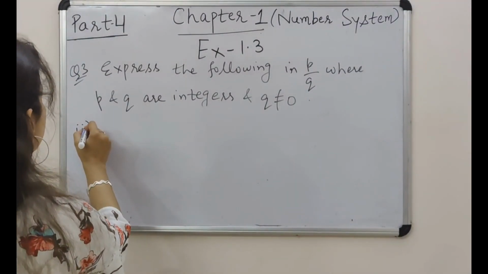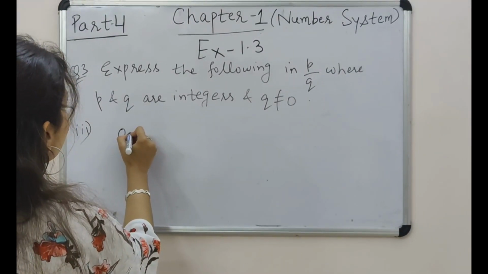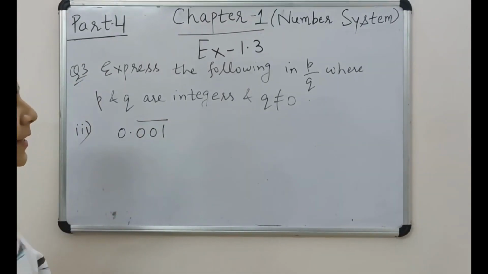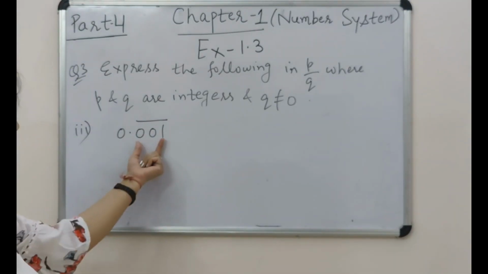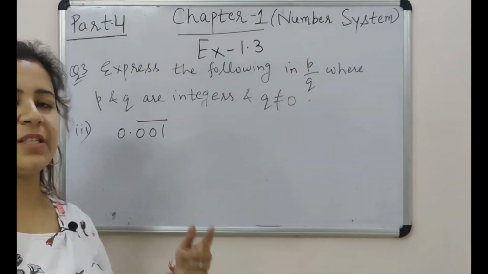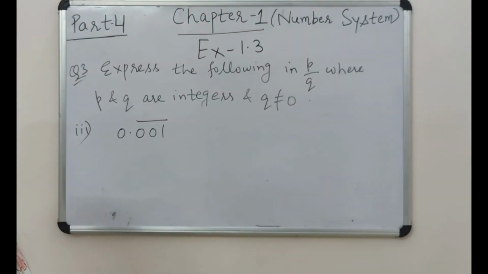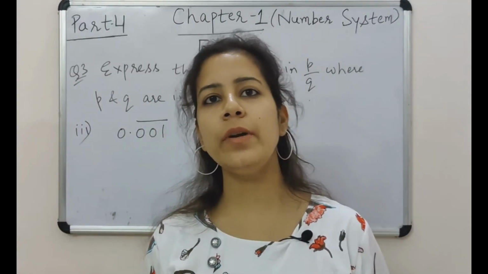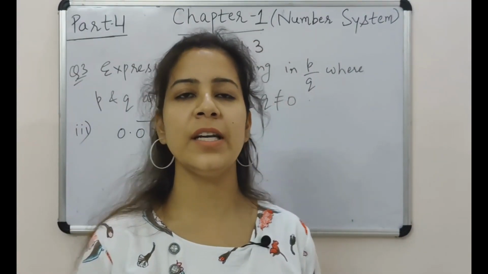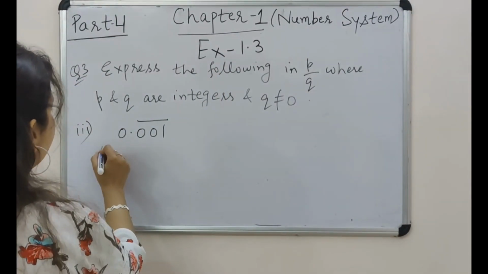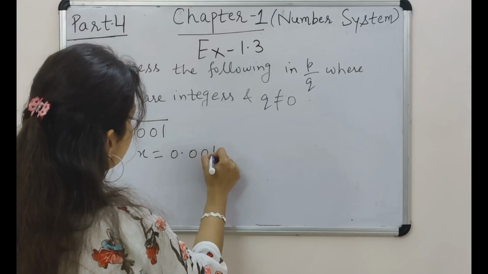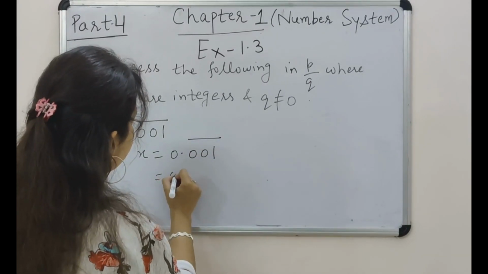In the third part, you have 0.001 and there's a bar over all 3 digits. There's a block of digits, there are 3 digits in that and they are repeating themselves, right? I told you, you have to check how many digits have the bar over them. Accordingly you will decide by which value it should be multiplied. Again I am assuming it, let x equals to this.